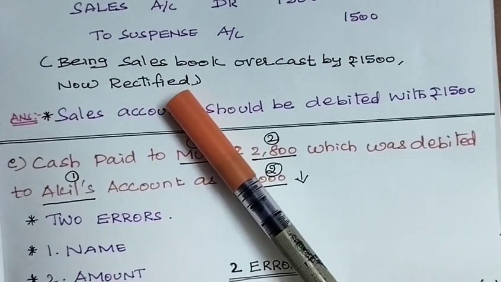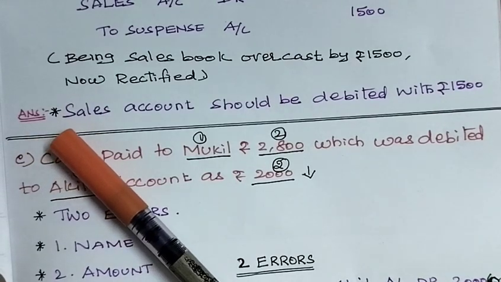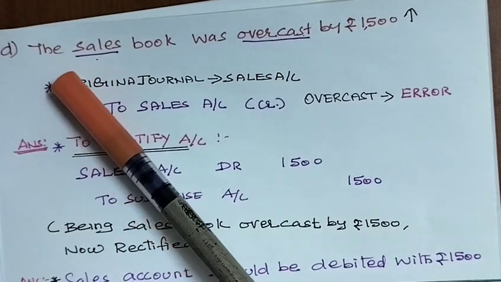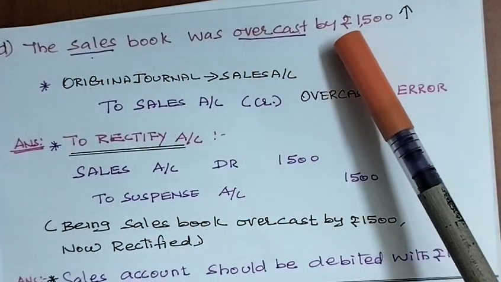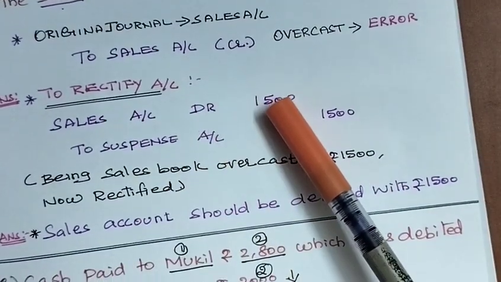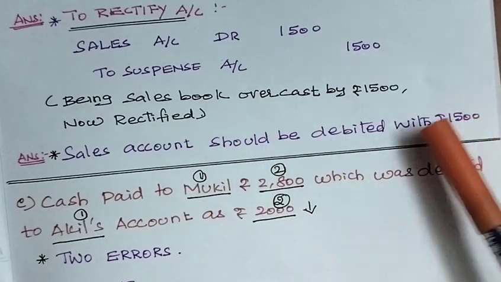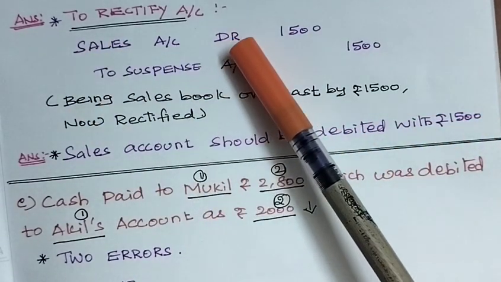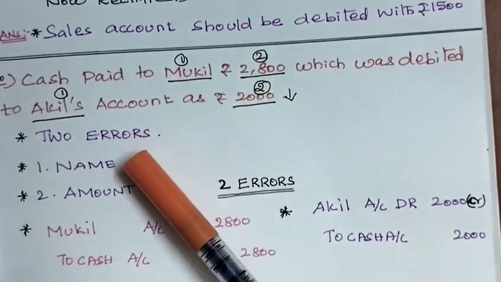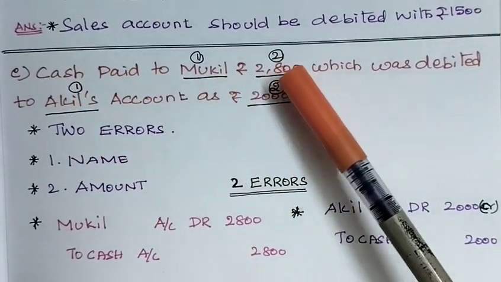We can say the answer in another method, that is in statement form. What is that transaction? Sales book was overcost by 1500. The answer is sales account debit 1500. In statement form, sales account should be debited with 1500. Do you understand? Let's see the next transaction. That is cash paid to Mukil rupees 2800.